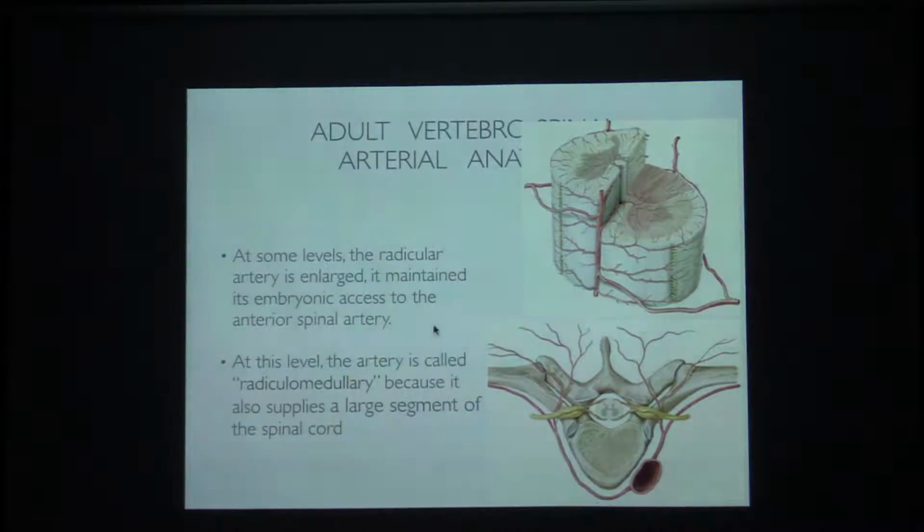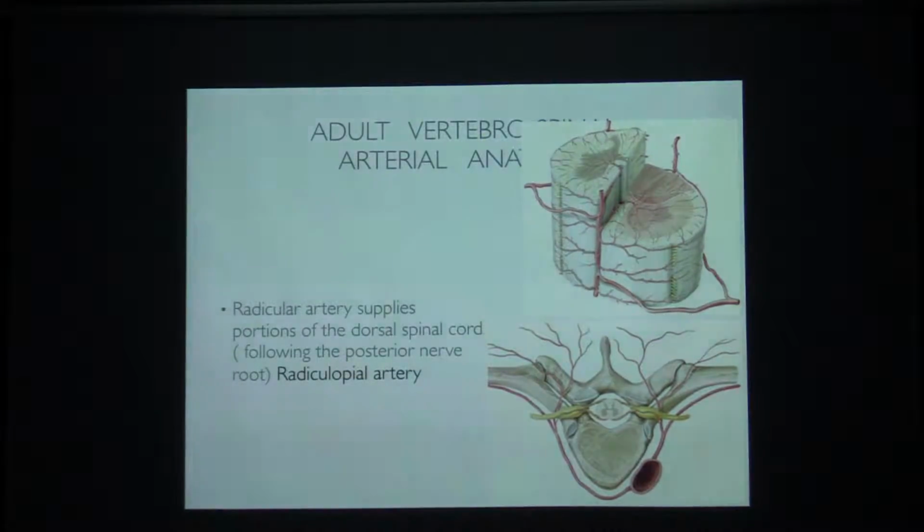And at this level we call it the radicular medullary artery, because it's going to what we call the medulla, which is the cord, like the brain. Okay, so at this level, when you see the radicular artery going into the spine, up into the anterior spinal artery, it's called the radicular medullary artery.